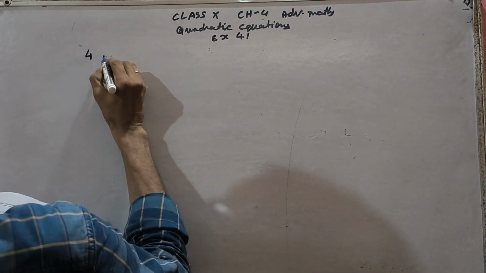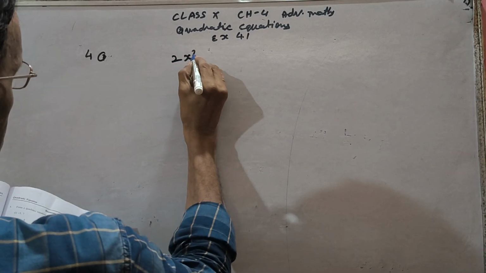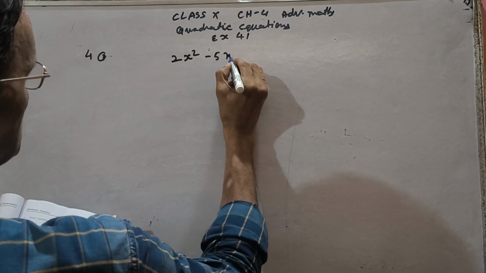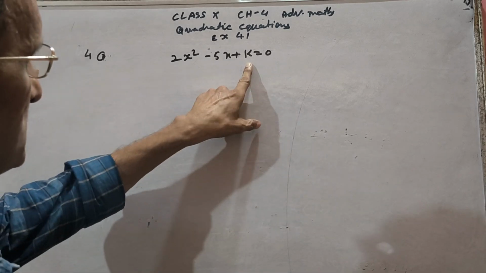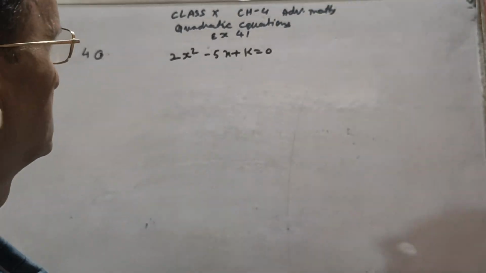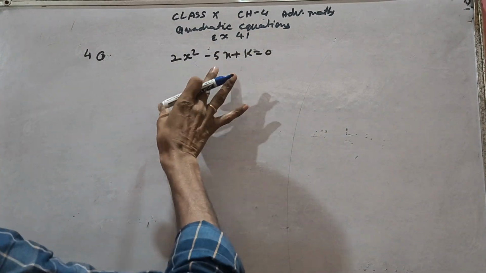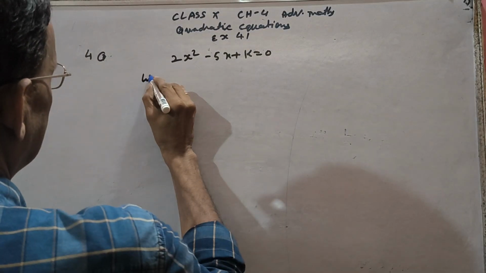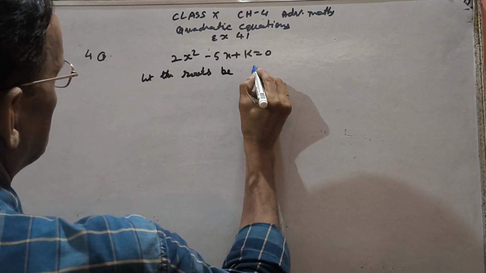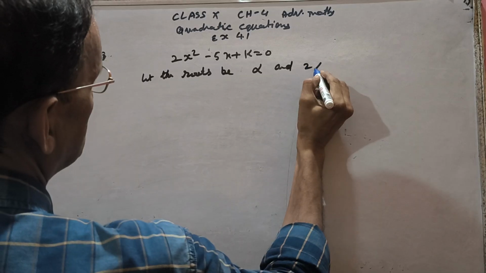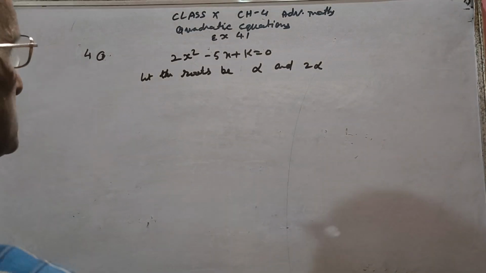Question number 4. One equation is given, 2x square minus 5x plus k equal to 0, and it is asking to find the value of k if one of the roots is twice the other. One equation will have two roots. The condition is given: one root is twice the other. So let the roots be alpha and twice alpha. First root we will take alpha, the other will be twice alpha.